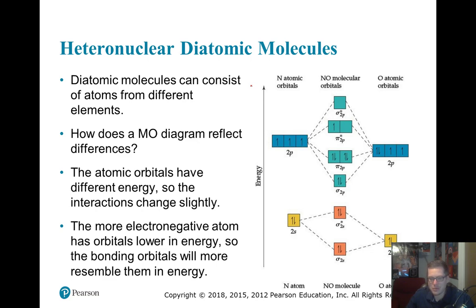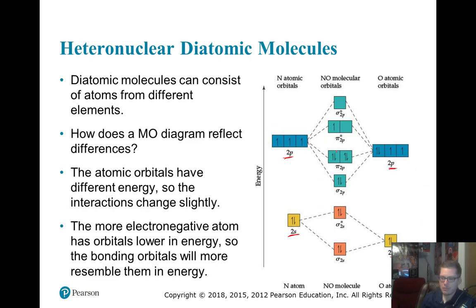A couple of things I want you to pay attention to: because they are from different elements, their orbitals are going to be at different energies. Generally, the more electronegative element will have orbitals at a lower energy. Oxygen is more electronegative, so its orbitals are at a lower energy. Nitrogen is at a higher energy because it's less electronegative than oxygen. Notice the 2s here versus the 2s here, even though they're both 2s, are at different energy levels because they came from different elements. And the 2p here versus the 2p here.